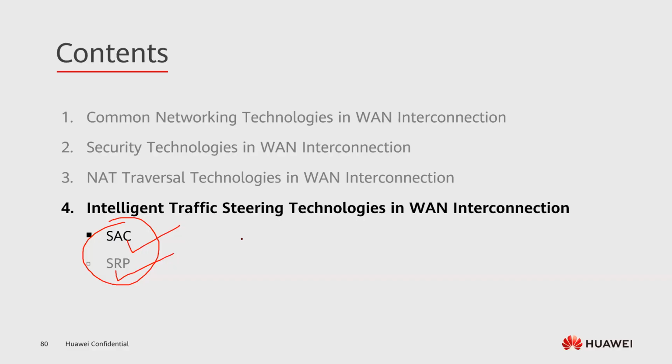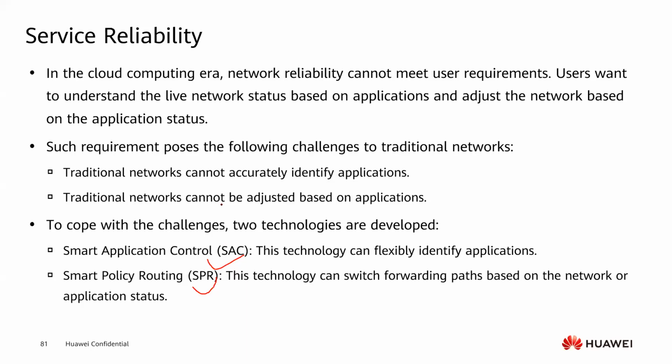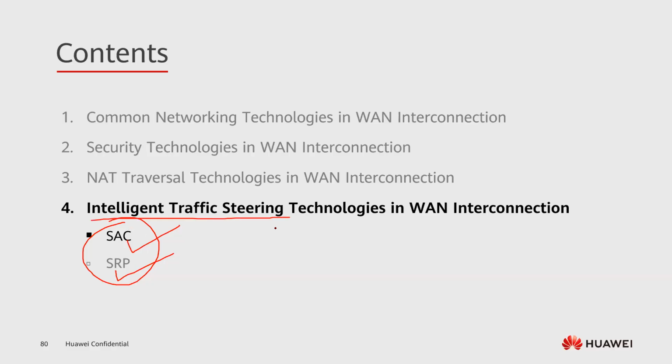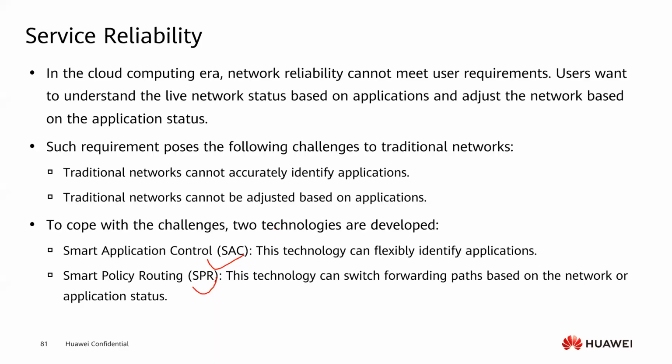If we want to do intelligent traffic steering, it means that based on your traffic application requirement, I will switch the path. Based on the application requirement and the link quality, network quality, I will try to select the best path.